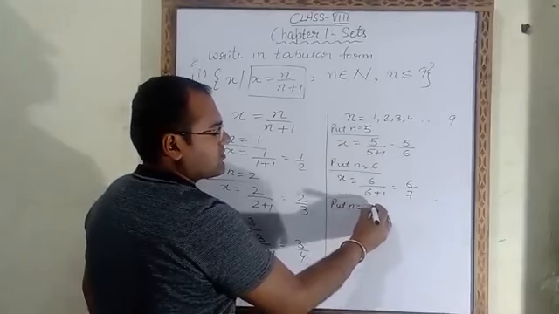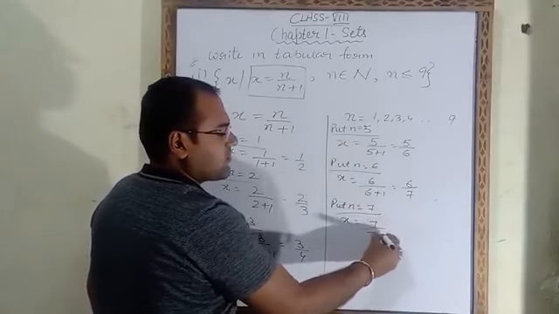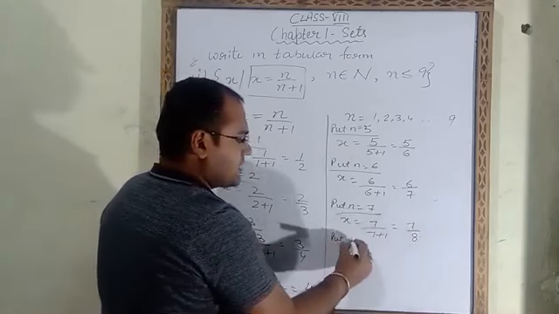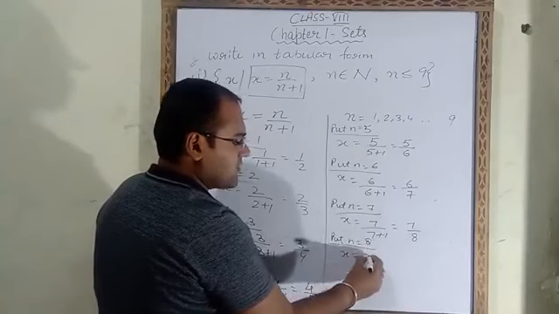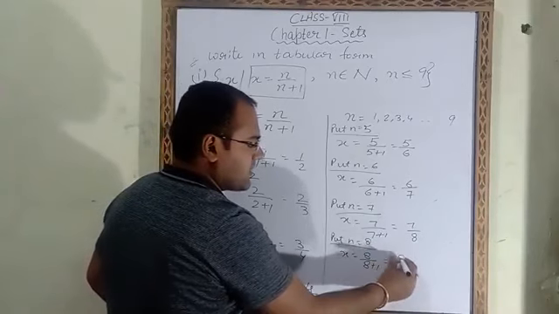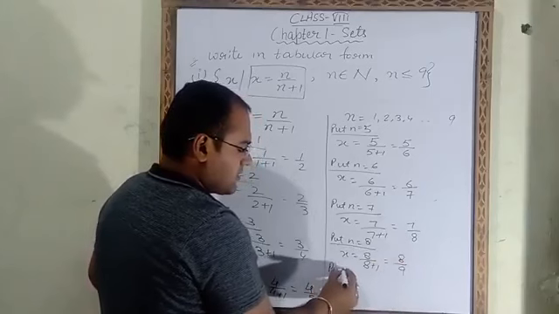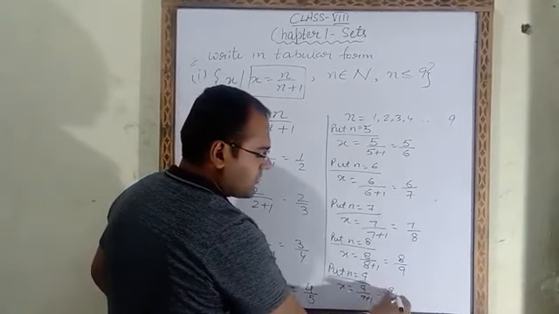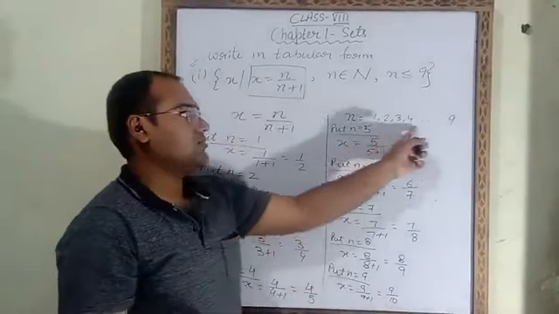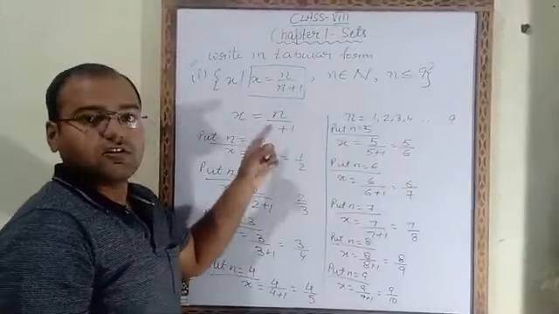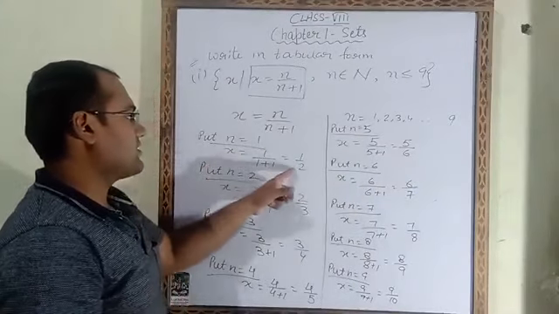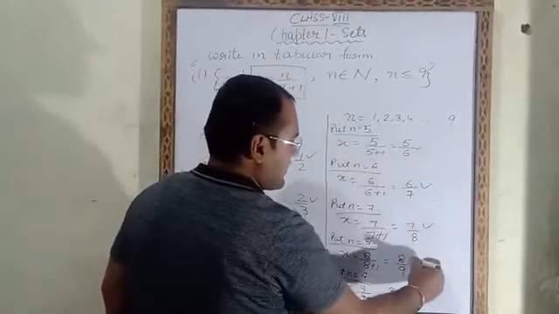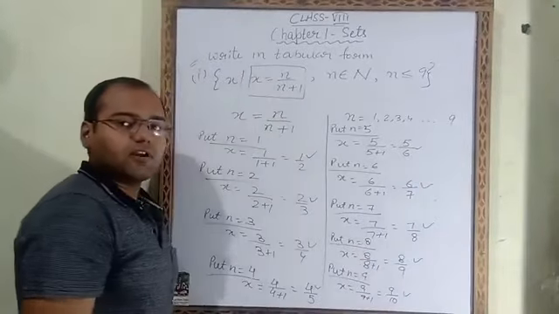Put n is equal to 7, x is equal to 7 upon 7 plus 1, that means 7 upon 8. Put n is equal to 8, x is equal to 8 upon 8 plus 1, the answer will be 8 upon 9. Then put n is equal to 9, x is equal to 9 upon 9 plus 1, the answer will be 9 upon 10. So we placed all the values of n in this formula and got the values of x. These are all the values of x.